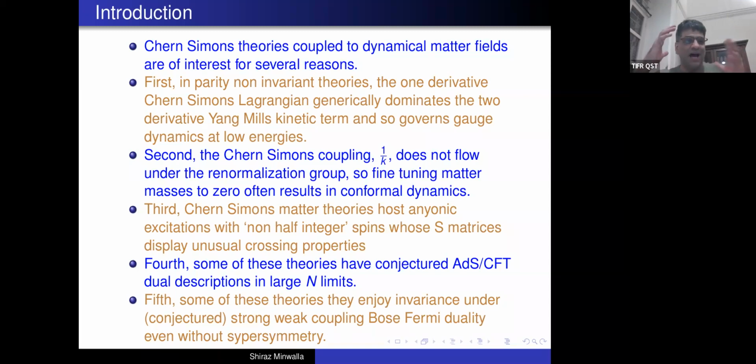A third reason now moves towards physical aspects.